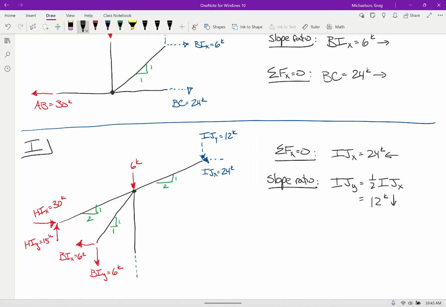Okay. Now what about summing forces in the Y? Let's take our time with this. What do we have going down? Down we have 6, 6, and 12. So that's 24 going down. Going up we have 15. So what's that? 9.